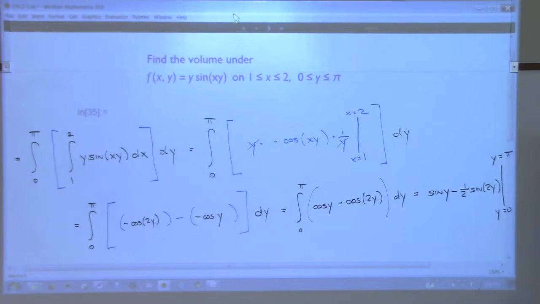Is this where you have to split it up at pi over 2? Nope. Just plug in here. What's sine of pi? 0. Sine of 2 pi? 0. So that's 0 when you plug in pi. And then when you plug in 0? 0. 0. So all of this literally for nothing.